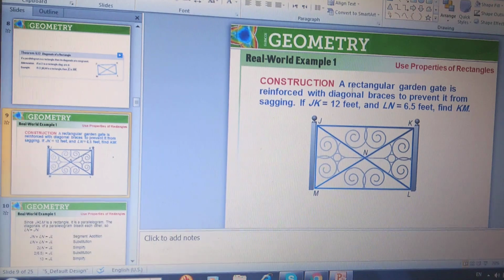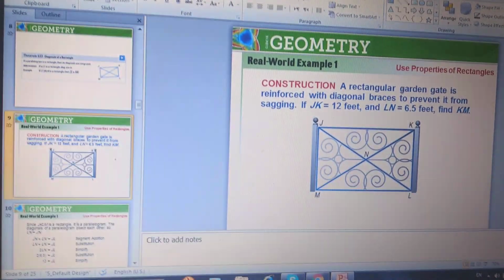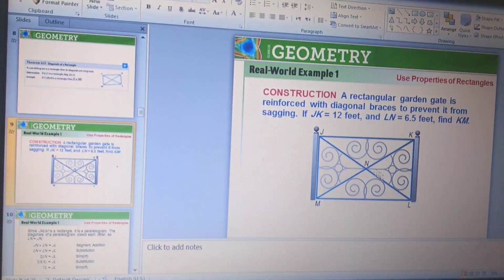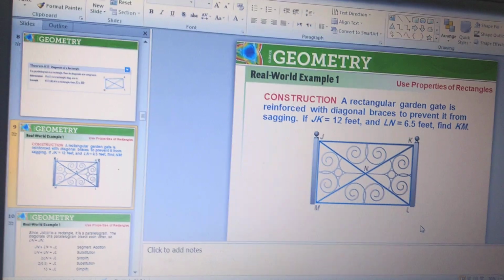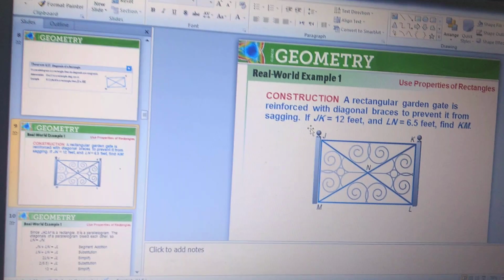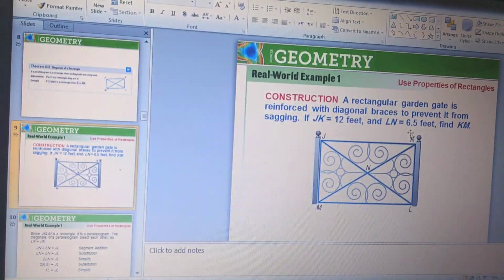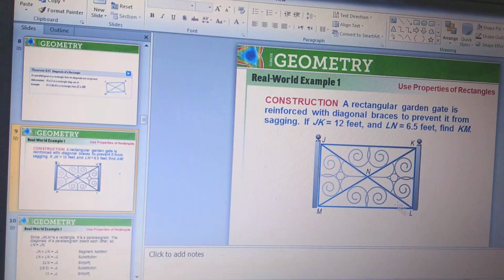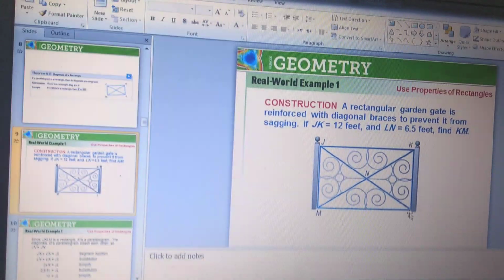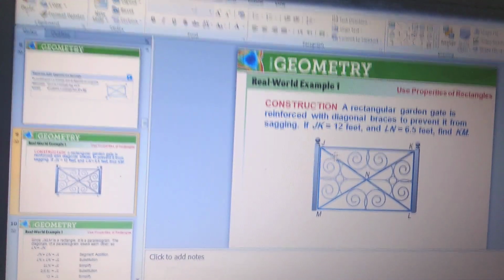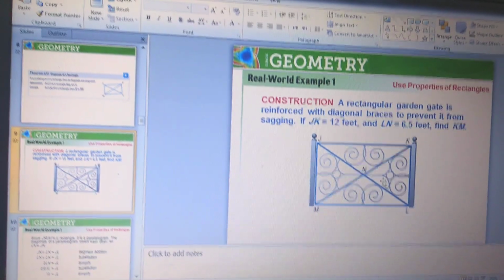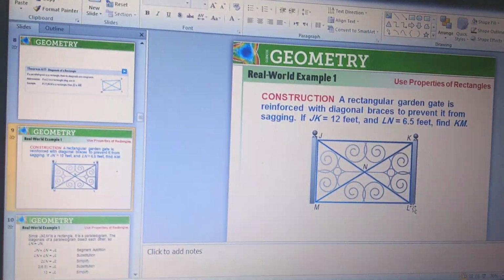At the beginning he said for me that this garden is a rectangle. What does this mean? This means that diagonals are congruent. This means KM equals JL. But I know half of the diagonal, which is LN. LN is half of diagonal LJ. LN equals 6.5. This means LJ equals 6.5 times 2, because I have two parts. LN is 6.5 and NJ is 6.5. 6.5 plus 6.5 equals 13. This means the complete diagonal JL is 13 feet.